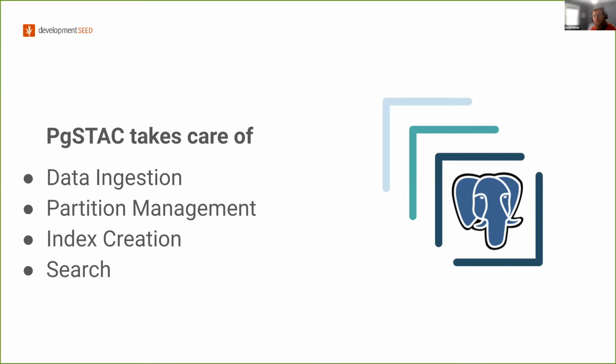So for Landsat, we partition it temporally at a monthly level, whereas something like NAIP that's updated much less frequently, we only have a partition for the collection itself, and there's no separate temporal partitioning.